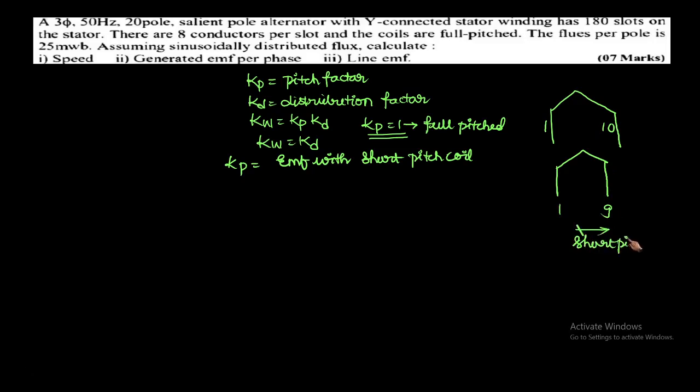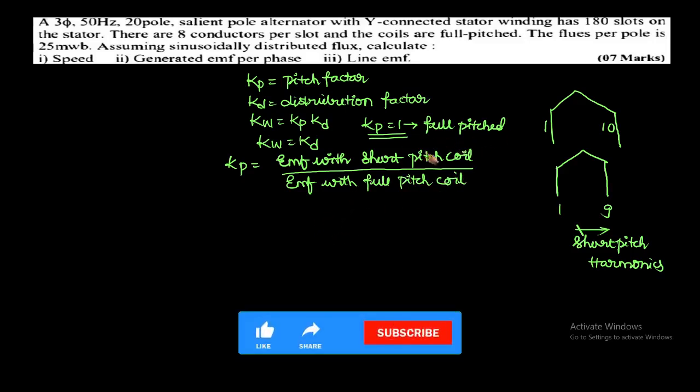We use short pitch to reduce the harmonics in the alternator. Kp is the EMF with short pitch coil divided by EMF with full pitch coil. For full pitch the Kp value is 1, while for short pitch the Kp value is always less than 1. That is about Kp.